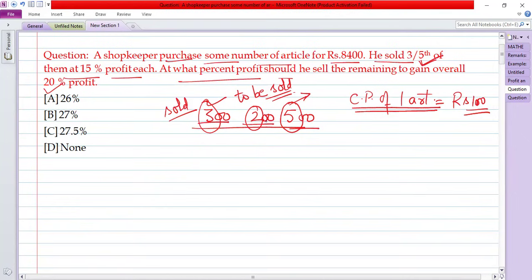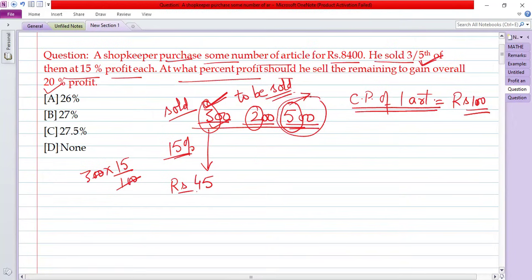The cost price of these two will be 200, and the cost price of these 5 will be 500. Now, for these articles which are sold, what is the profit percentage? It is 15%. It is mentioned here. Okay. So what is 15% of 300? It is nothing but 45 rupees. One can very well calculate that: 300 into 15 by 100. So this gives us 45.